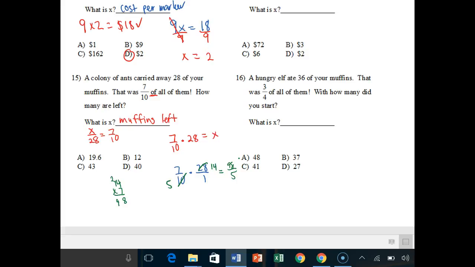So it's like they took a big bite out of a muffin and left you some crumbs, right? So in this case, X is equal to 19.6. Okay. I'd pause and rewind if I need to on that one, and then try to do number 16. Call me if you have a question.